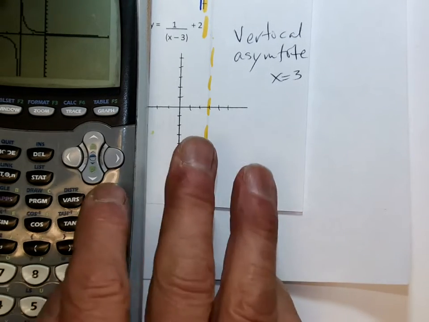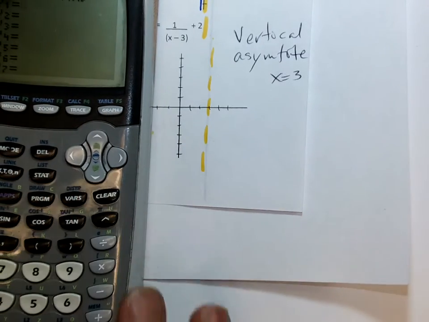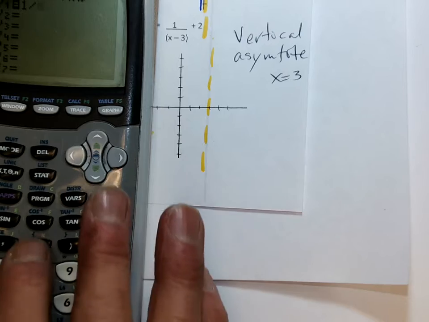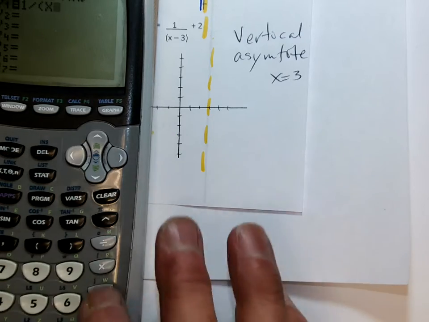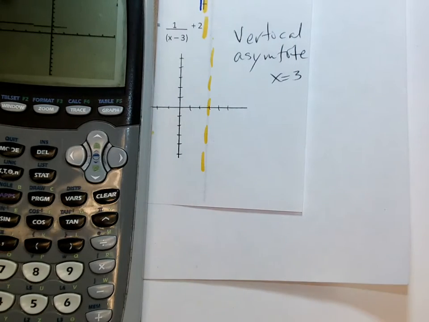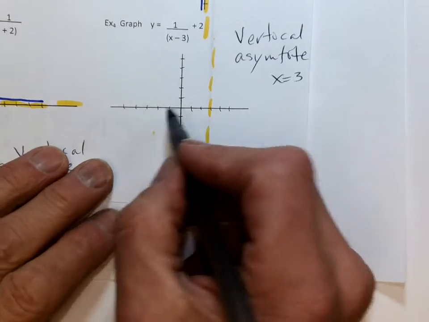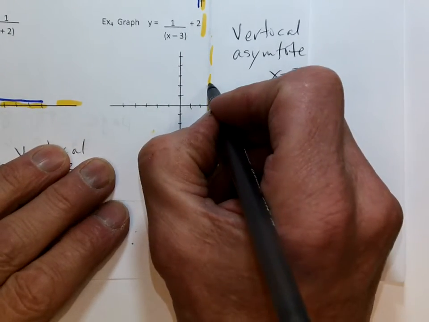So if I go ahead, clear, y equals, I'm going to put 1 divided by parentheses, x subtract 3, and then plus 2. I get a graph that looks like this. Okay, so now it's a little bit higher. So what happens is it's got kind of a center point at negative 3, 2.